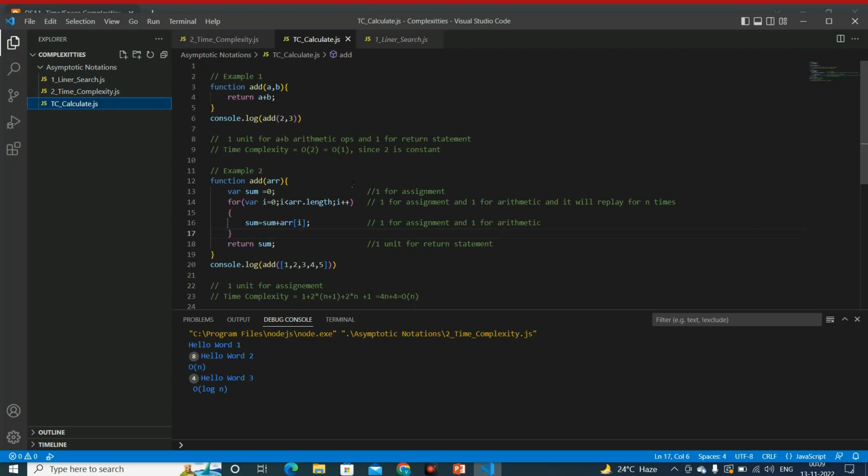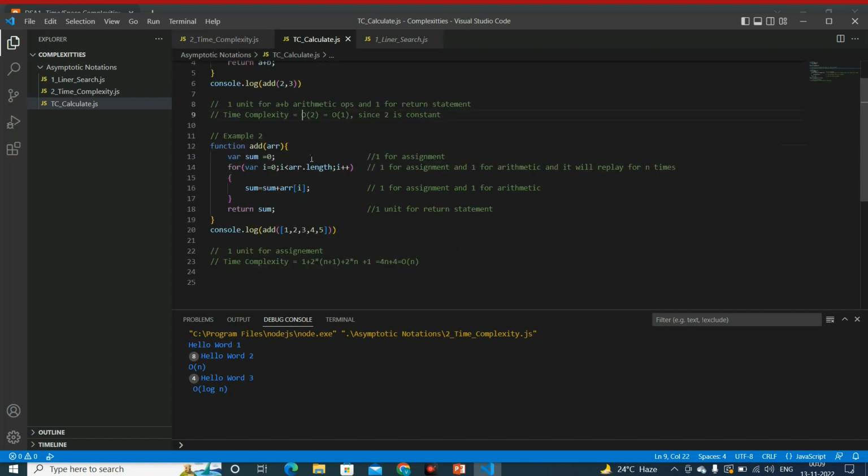So now we'll take the example. Here you can check in the first example we are simply doing the addition. In this case, 1 unit will be for a plus b, that is arithmetic, and 1 unit will be for the return statement. Hence the time complexity of the program is O of 2, that is 1 plus 1, that is 2. Now again 2 is a constant, hence it is O of 1.